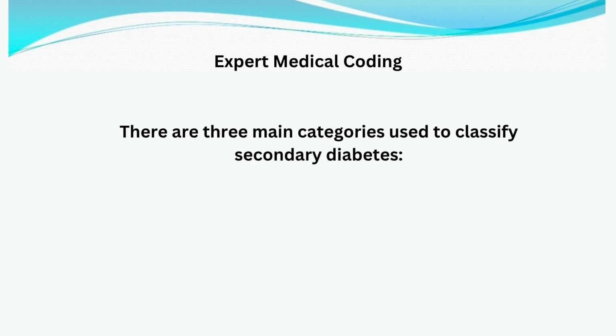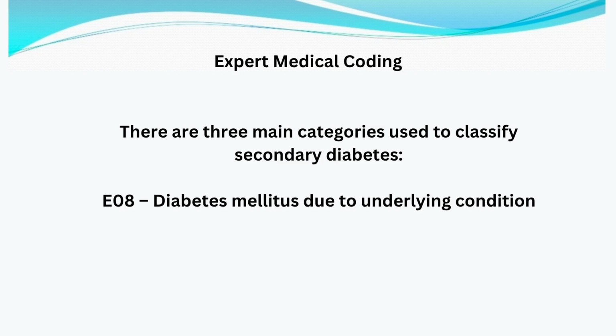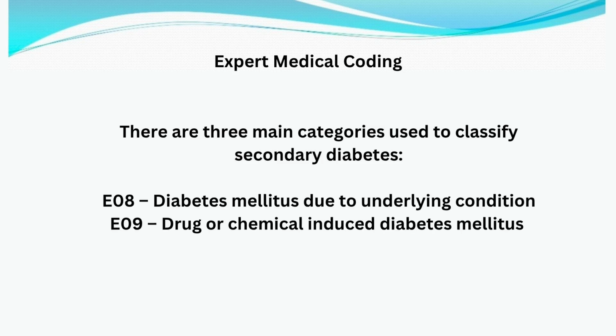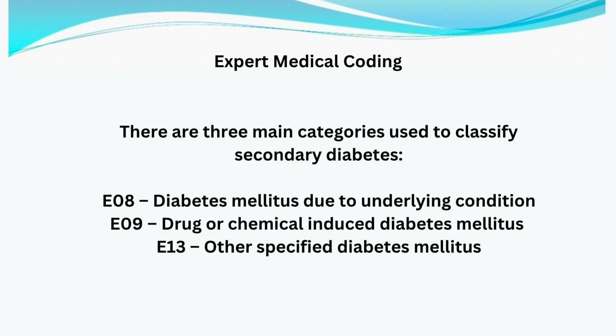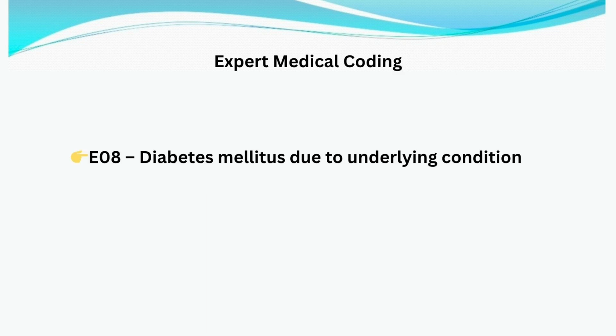There are three main categories used to classify secondary diabetes. E08 category, diabetes mellitus due to underlying condition. E09 category, drug or chemical induced diabetes mellitus. E13 category, other specified diabetes mellitus. Let us first see E08 category, diabetes mellitus due to underlying condition.